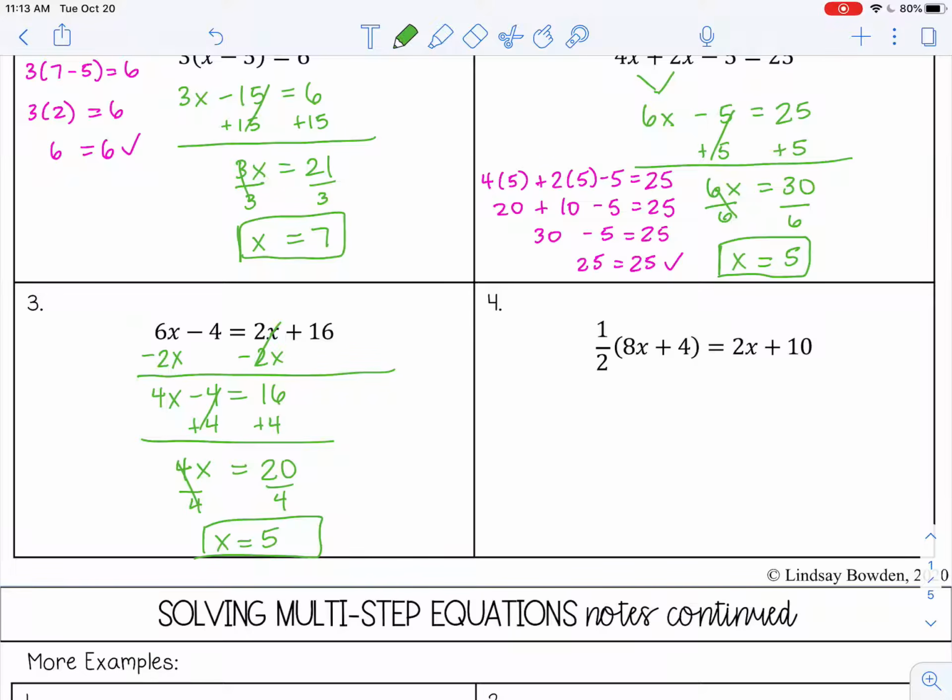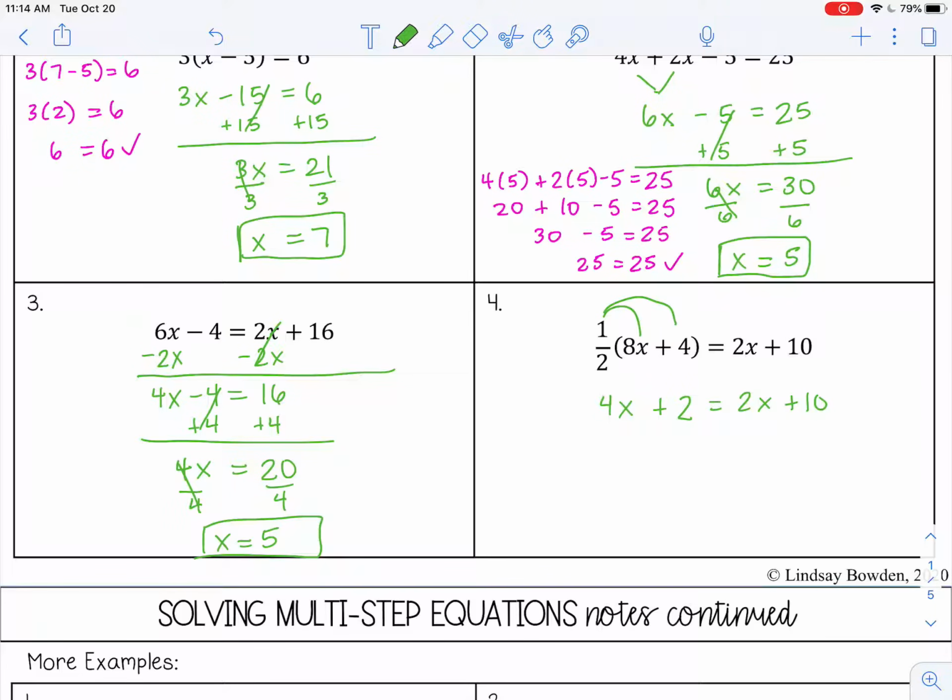All right. And then number 4, we have a lot going on here. So I'm going to distribute that 1/2 first. And don't freak out about the fraction. It's okay. We're just taking half of 8 and half of 4. So we're multiplying 1/2 times 8, or half of 8, which is 4x. And then half of 4, 1/2 times 4 is 2. And then bring everything else down.